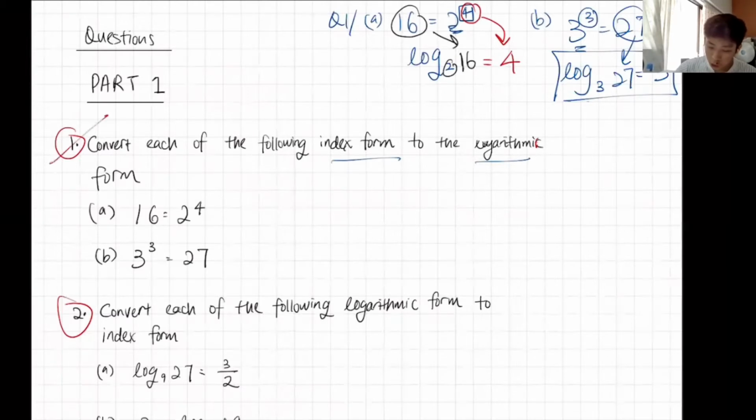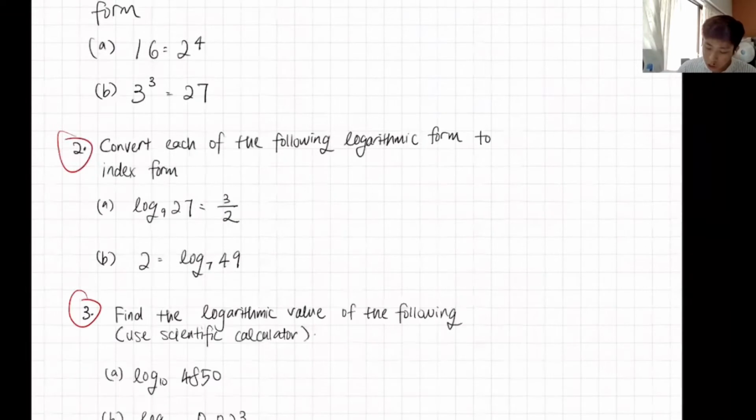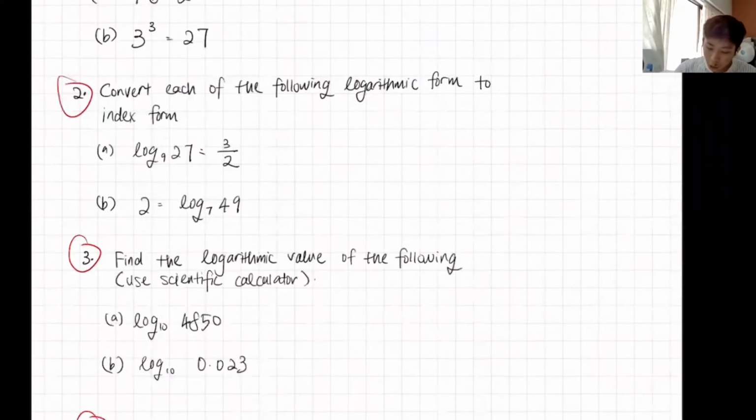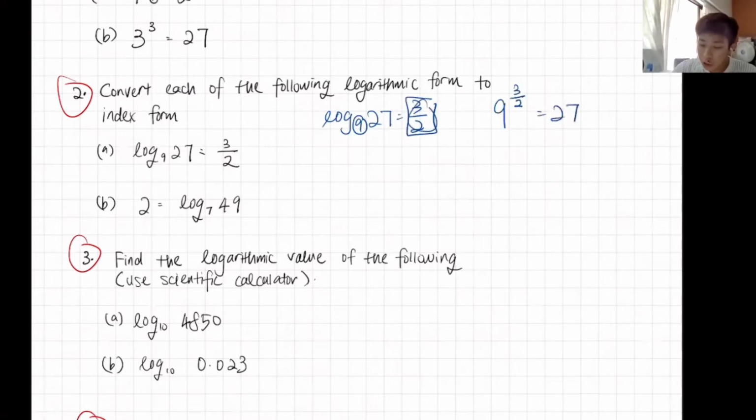We move on to question 2. Question 2 is about converting logarithmic form to the index form. So we work out first: log base 9 of 27 equals 3 over 2. Don't forget, 3 over 2 is always the power. So this is the base, this is the power. You can straight write 9 to the power of 3 over 2 equals 27. You just have to recognize that this is the base and this is the power.